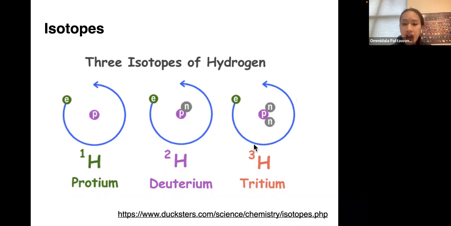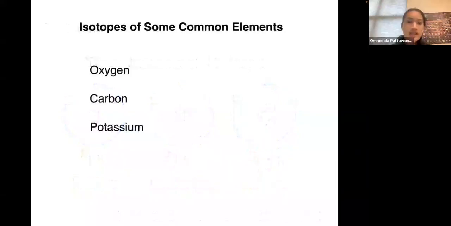It also turns out that tritium is an unstable isotope, which means it is a radioactive isotope. The reason we have tritium in nature is because in the upper atmosphere, the atmospheric gas, when it reacts with cosmic rays, actually generates this trace amount of tritium in nature. Here are more examples of isotopes of some common elements.